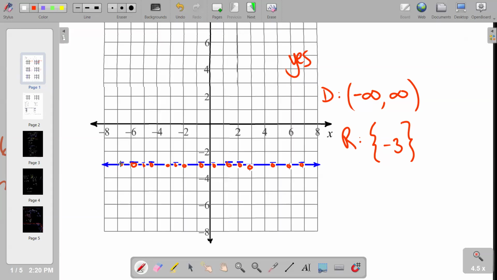They all have the same y coordinate. All of their y's are equal to -3. And that's why the range can be summarized as just a number. And we use the curly bracket because it's not an interval, it's a set. It's a set with one number in it.